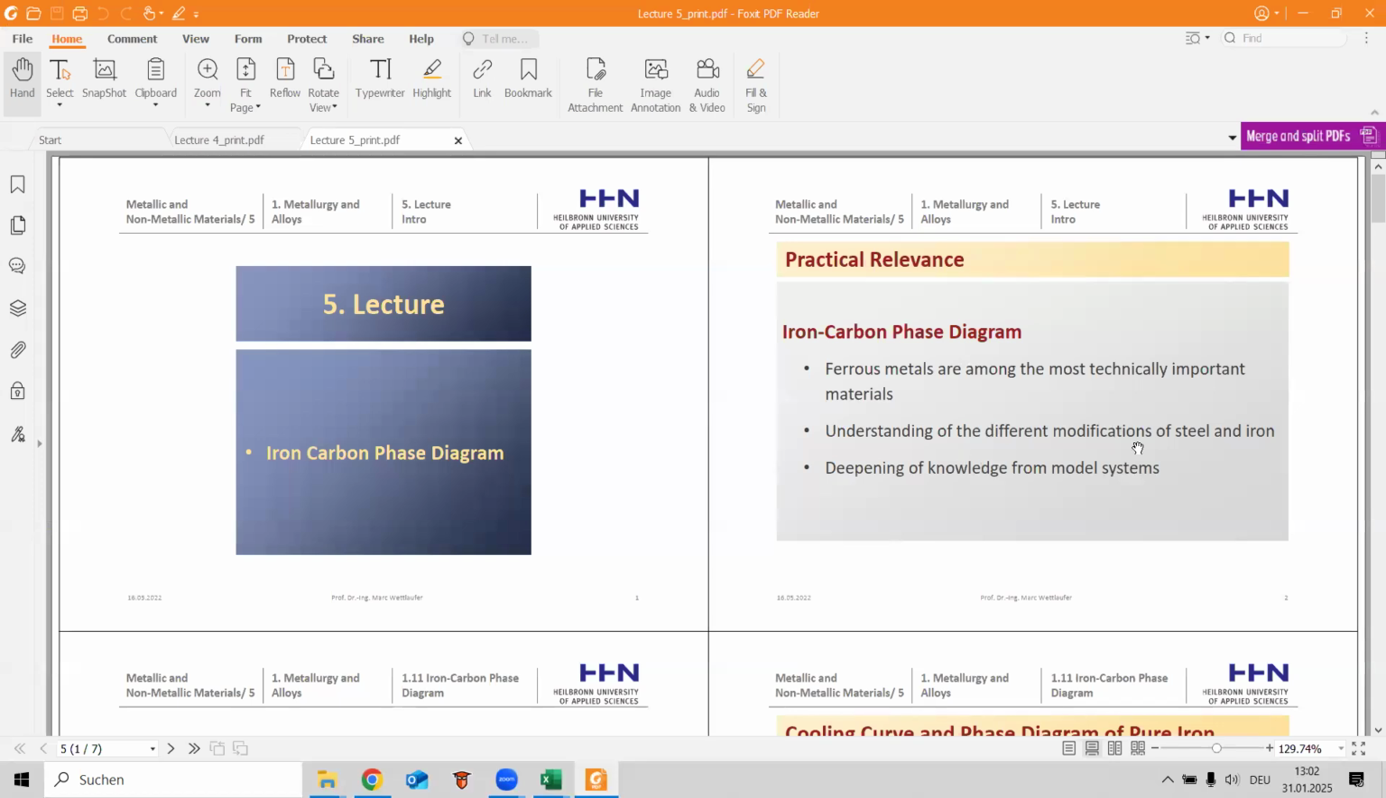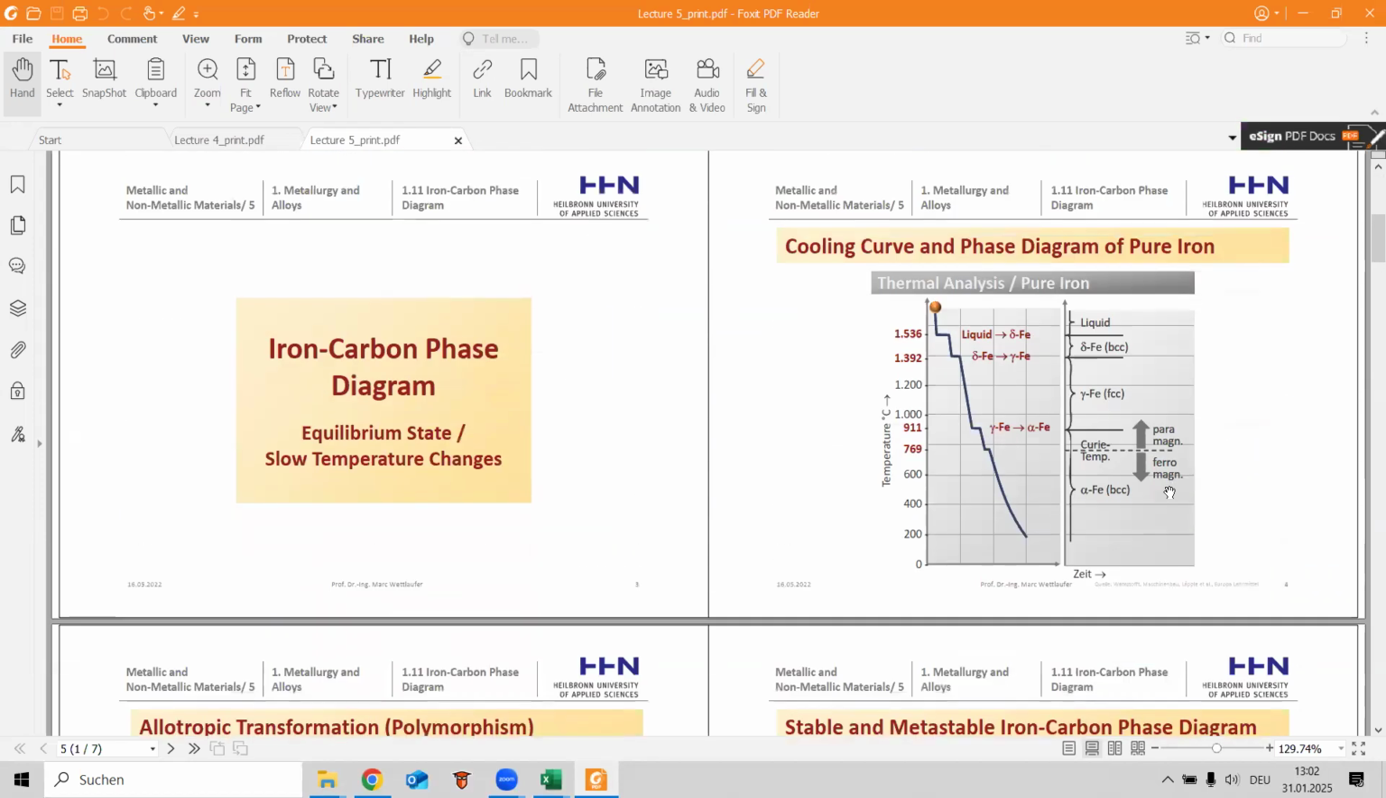Understanding the different modifications of steel and iron depends on the metal systems, so equilibrium state and solid temperature changes. Here we see a regular phase diagram of iron, which you've seen before.